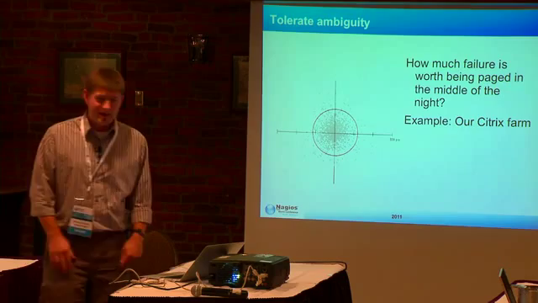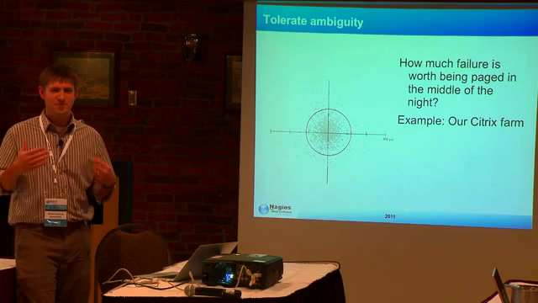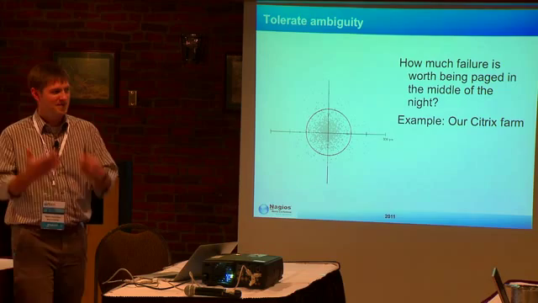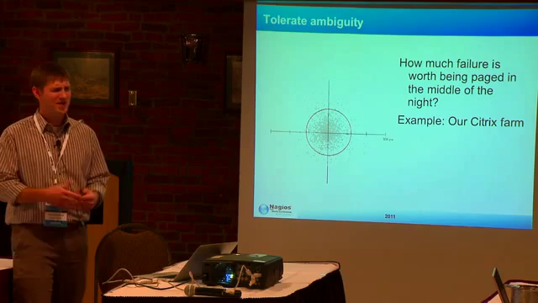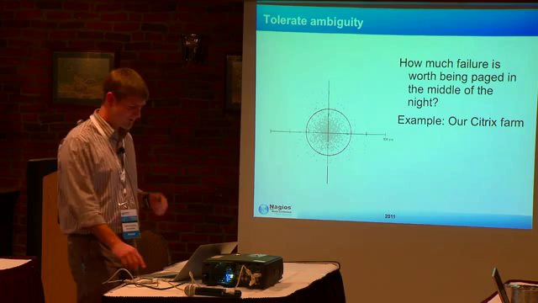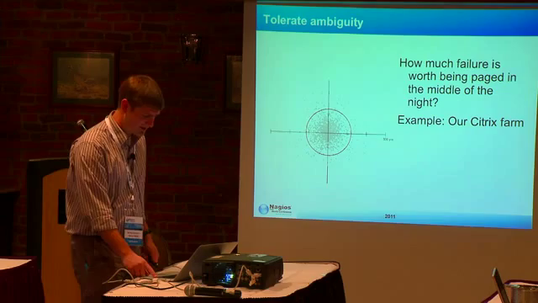Another thing, as I showed in that Citrix farm example, is that there's actually a lot of ambiguity in monitoring situations, and the place to deal with it is in Nagios itself before it pages you, because you don't want it to spam you. And whenever it's over noisy, then people start hating it and turning it off. So the place to tolerate ambiguity or a certain amount of failure is within your plugins or your Nagios configuration.